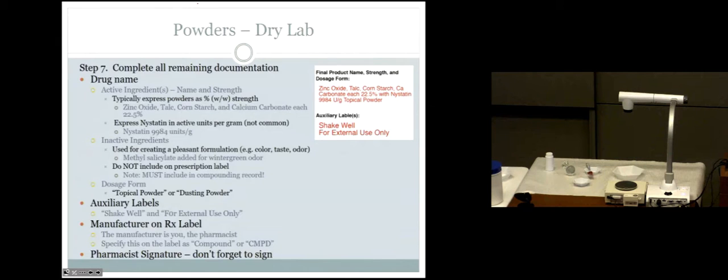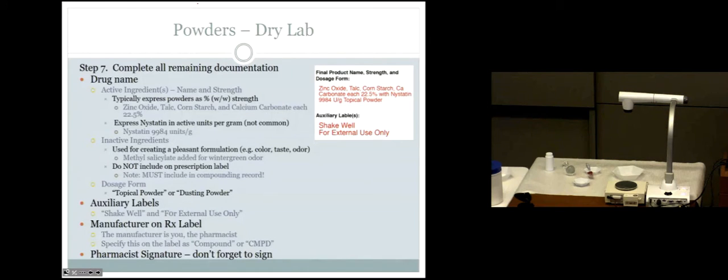Do you guys need to put methyl salicylate on the prescription label? We said you need drug name, strength, and dosage form. Methyl salicylate, is it an active ingredient? Is it providing something therapeutic to the product? Or is it more of a formulation ingredient? And by that I mean, is it something for a pleasant color, pleasant taste, or a pleasant scent? Would you agree? That's what I mean by formulation.